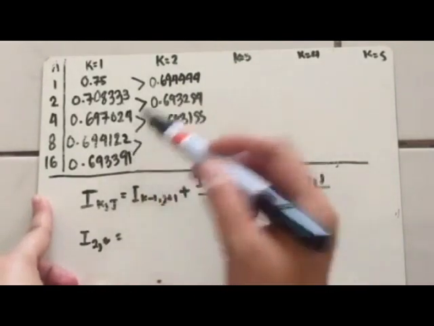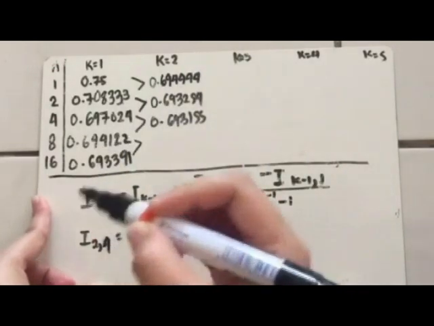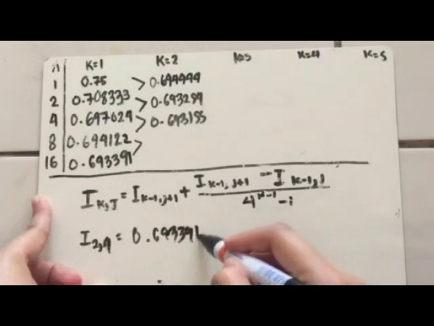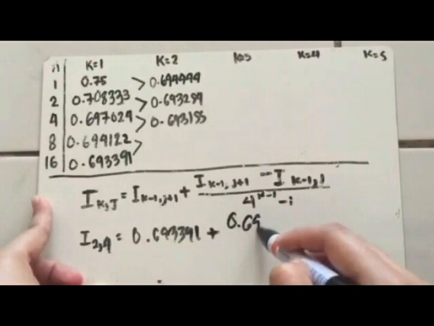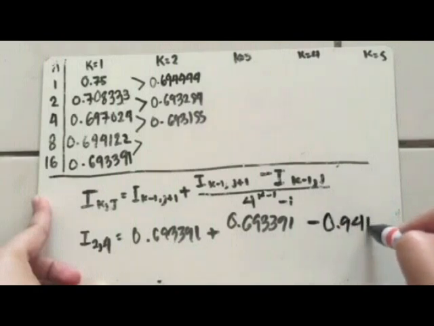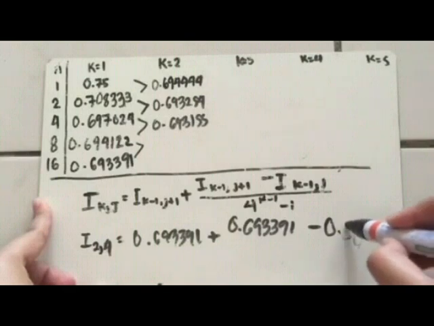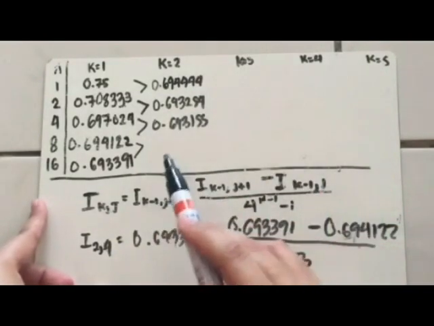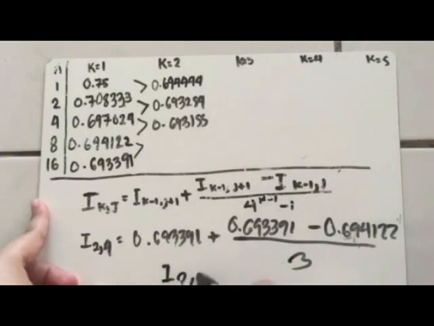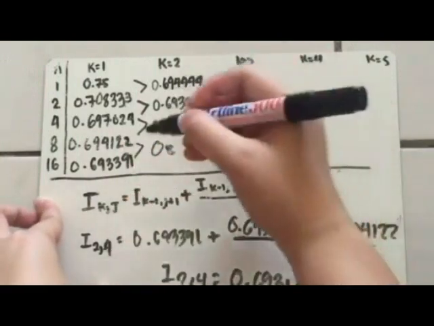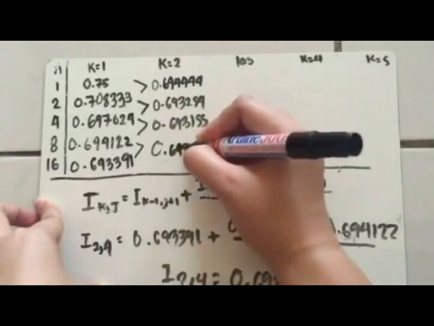The next is I 2,4. It is equal to 0.693391 plus 0.693391 minus 0.694122 all over 3. So then I 2,4 is equal to 0.693147.